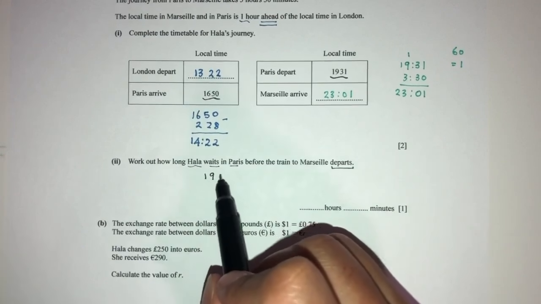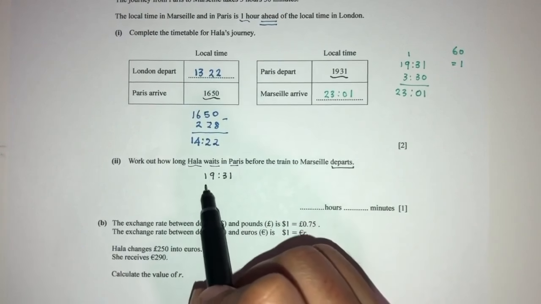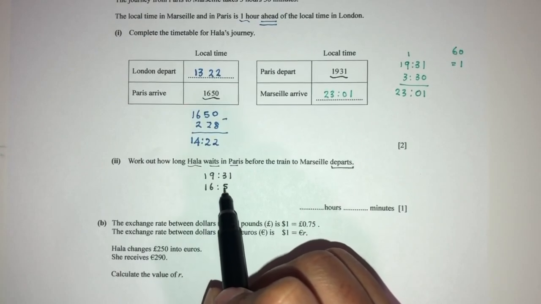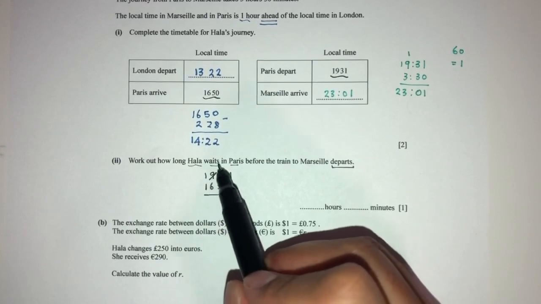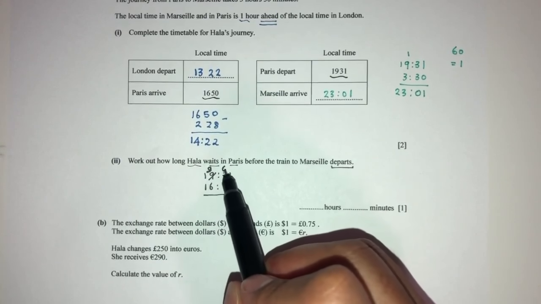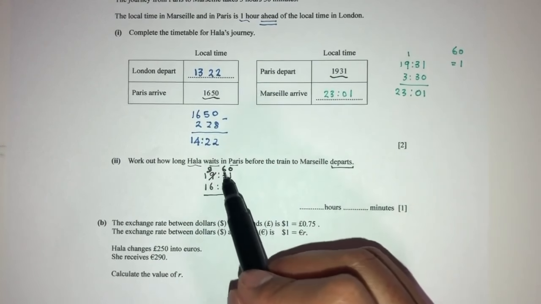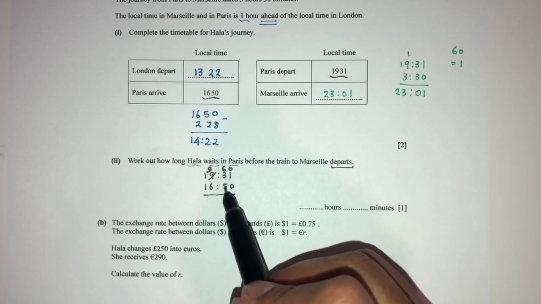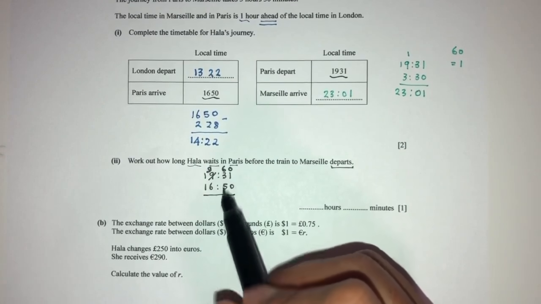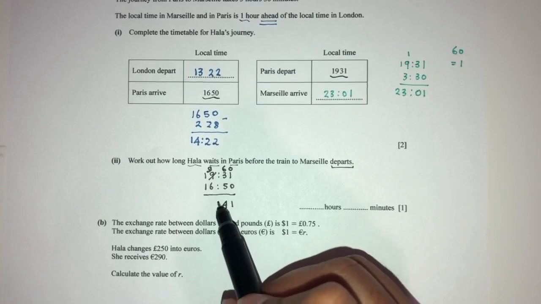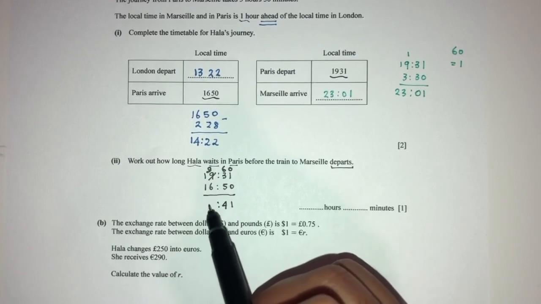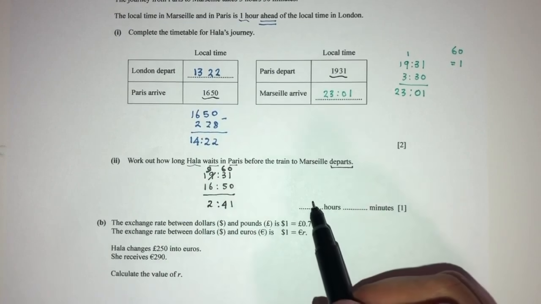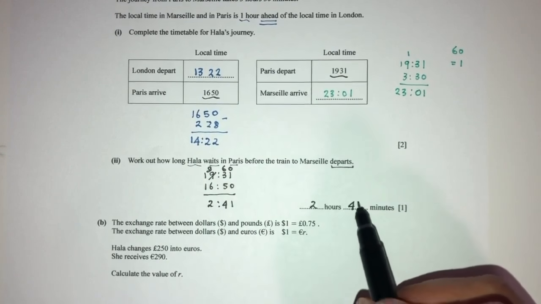That'll be 19:31 minus 16:50. That'll be 1, obviously. That'll be 8, and that'll be 6. 10 minutes. So 6 minus 5 is 1. 1 plus 4 is 4, sorry. And then here we have 18 minus 16. That will be 2. 2 hours and 41 minutes.